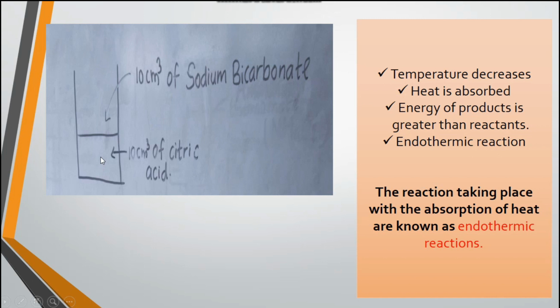What happens here? After we add the sodium bicarbonate to the citric acid, the temperature decreases. The temperature decreases means the heat is absorbed. Heat is absorbed because the energy of the products is greater than the energy of the reactants. Here the products' energy is greater than the reactants'. Because of that only, the heat is absorbed.